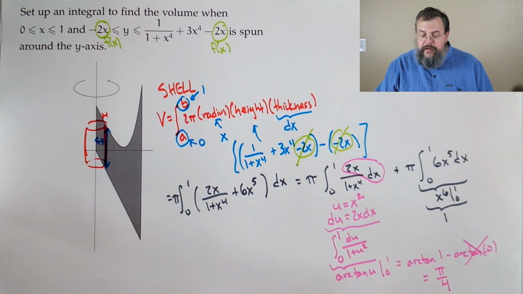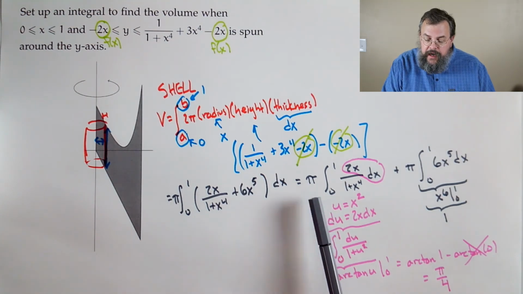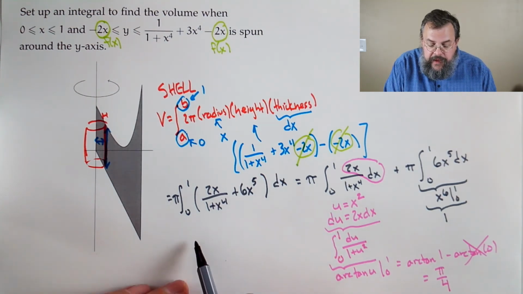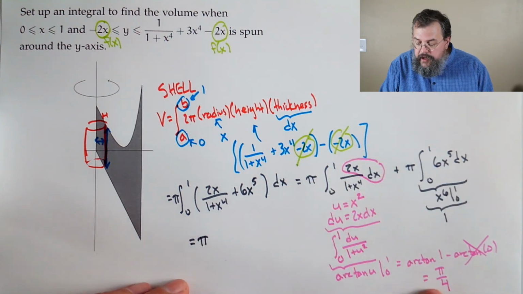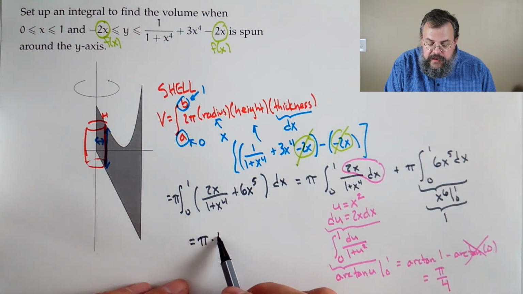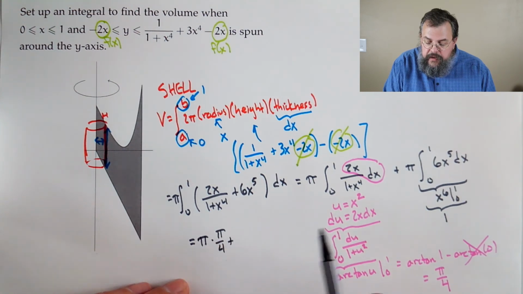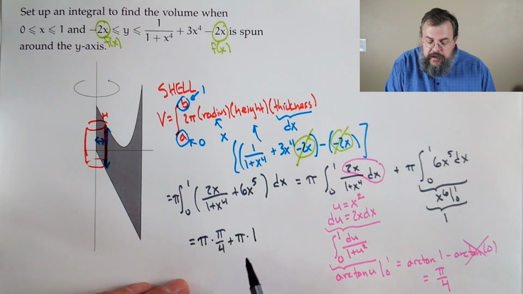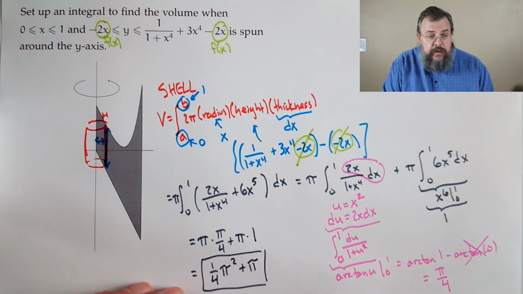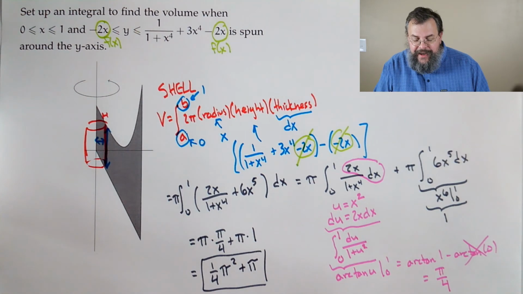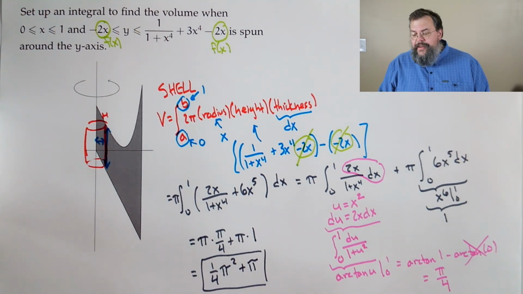Okay, so now let's put this all together. So what do we have? Well, we have the pi. Don't forget about that. Then this integral, when we carried it out, is pi fourths plus the pi, and that integral turned out to be 1. So we end up with 1/4 pi squared plus pi. And there we go. That's it. That's the answer. Good.